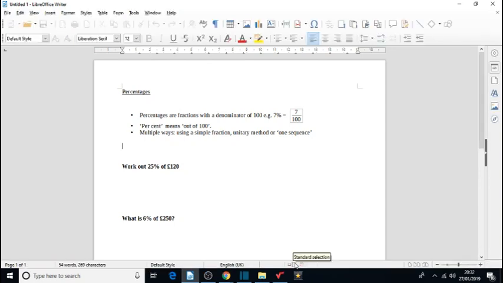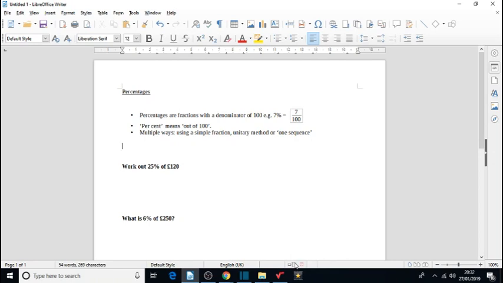You can do it by using a simple fraction. This is useful when it comes to finding percentages that can also be written as simple fractions, as I just mentioned. 50% is the same as a half, 25% is the same as a quarter, 75% is the same as 3/4, 10% is 1/10, 20% is 1/5. You catch my drift.